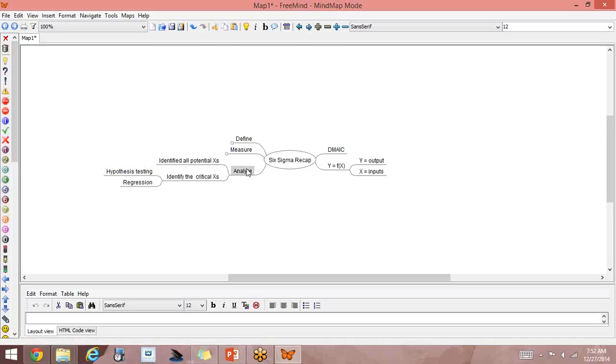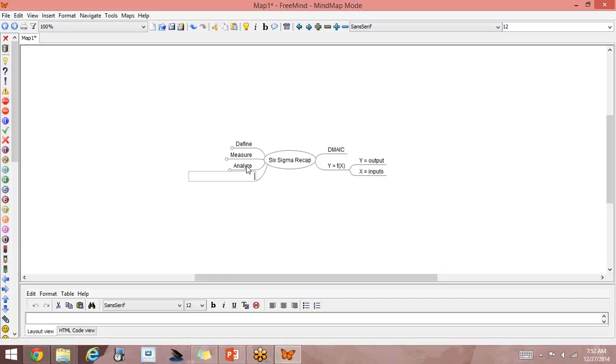We'll be discussing each and every output entry, right? Each and every element of the output we'll be discussing in detail and how to make sense out of that. There'll be a lot of case studies also on that. So in the analyze phase, the output is a list of critical inputs.